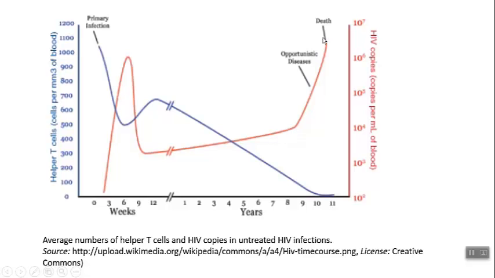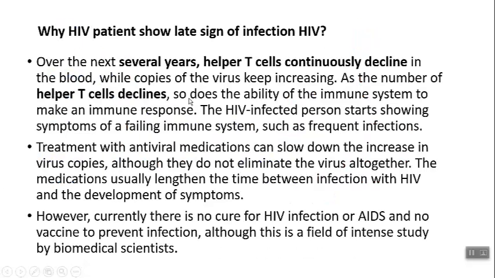because the number of virus is more than the number of T helper cells. The number of T helper cells will decline, ultimately becoming almost zero, whereas the virus keeps on multiplying, and then it shoots up until the person is dead. So an HIV patient shows signs of infection almost after several years. T helper cells continue to decline in the blood. The number of T helper cells really declines, and that is one of the indicators to detect whether the person is HIV positive or negative.